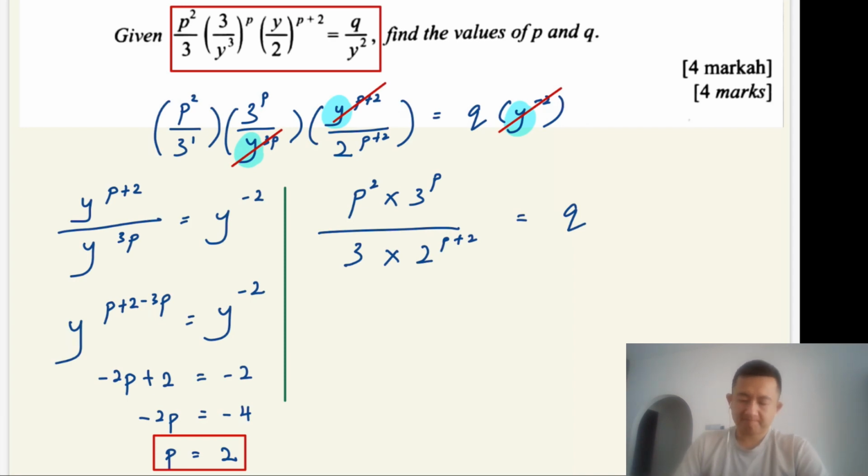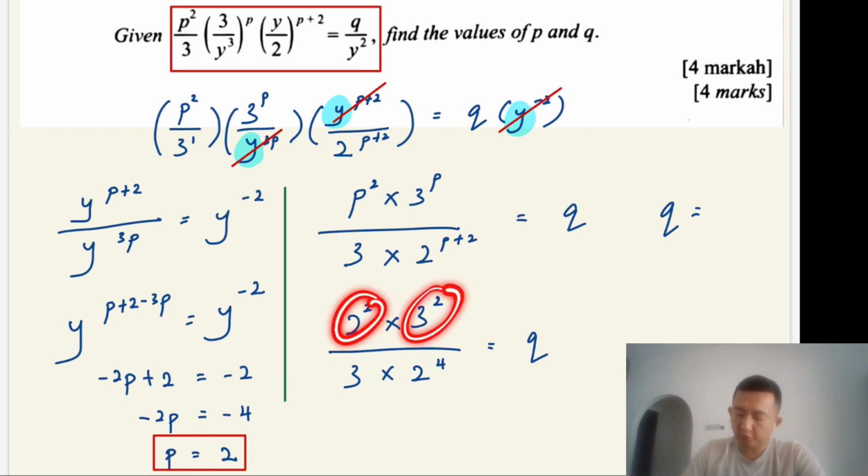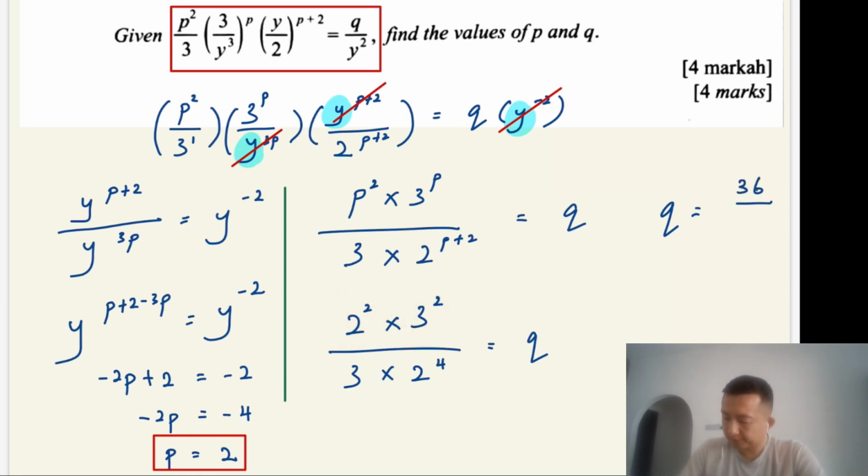Seems complicated, right? But knowing the fact that the value of P is 2, you can sub it here, and here. All these equal to 2. Easy, right? So I have 2 squared times 3 squared over 3 times 2 to the power of 2 plus 2, that will be 4, equals Q. So therefore, Q should be the same as what do we have now? 36 over 48. Simplify it, 3 over 4.